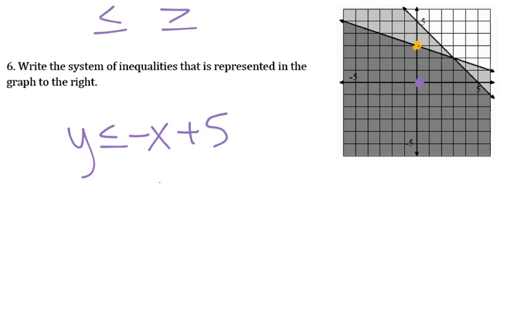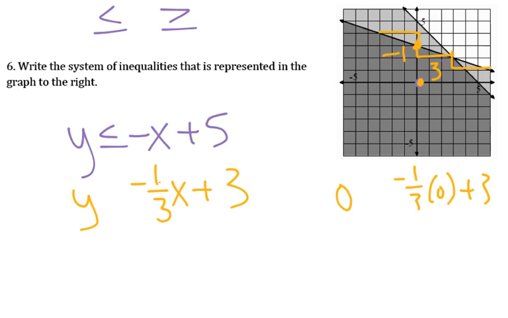Now our second. We start here at 3 for our y-intercept. We go down 1, to the right 3. Down 1 to the right, or up 1 to the left. So down 1 to the right 3 would be negative 1/3 x plus 3. Now we plug in the test points for that one.